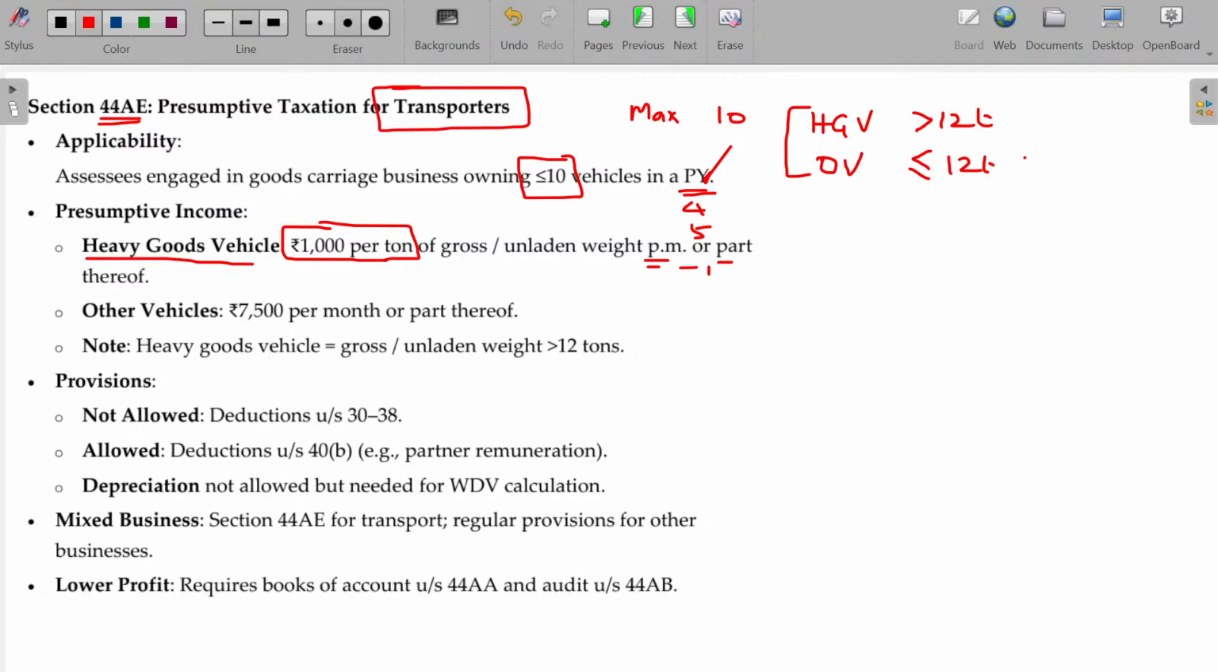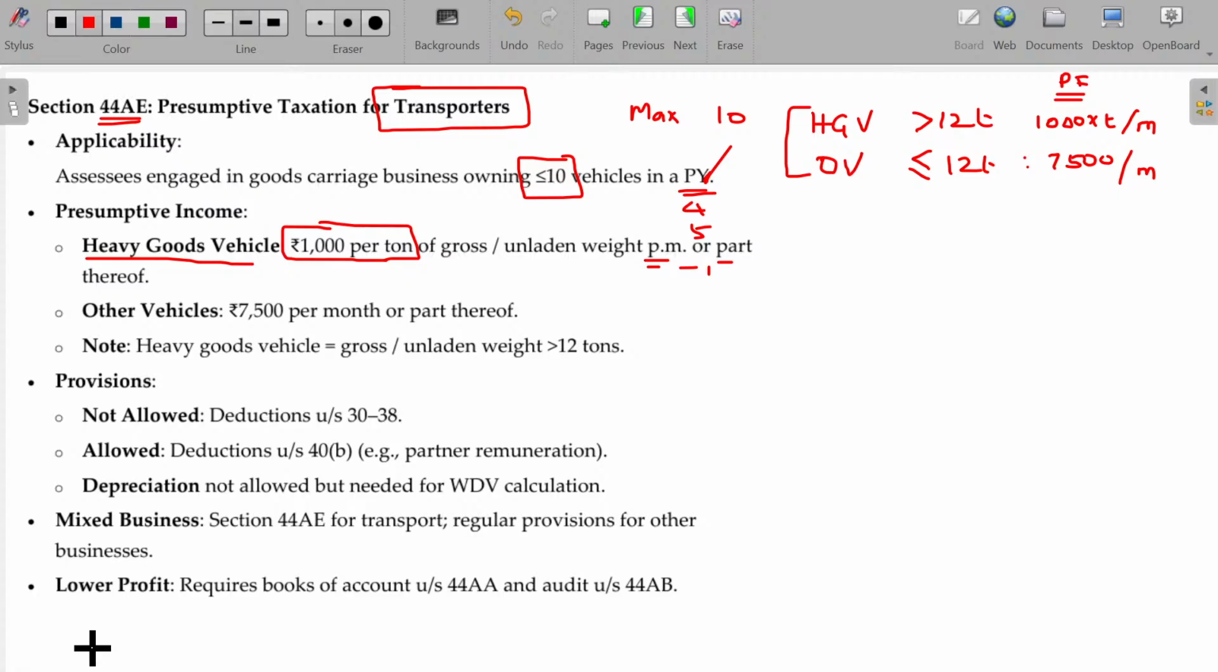And in this case, 7,500 will be your presumptive income. Your presumptive income being 7,500 per month into number of vehicles. If the goods carriage is having 12 tons and above, more than 12 tons, 1,000 rupees per ton into number of tons, the weight. But this is the income per month. Even one day will be considered as 1 month.